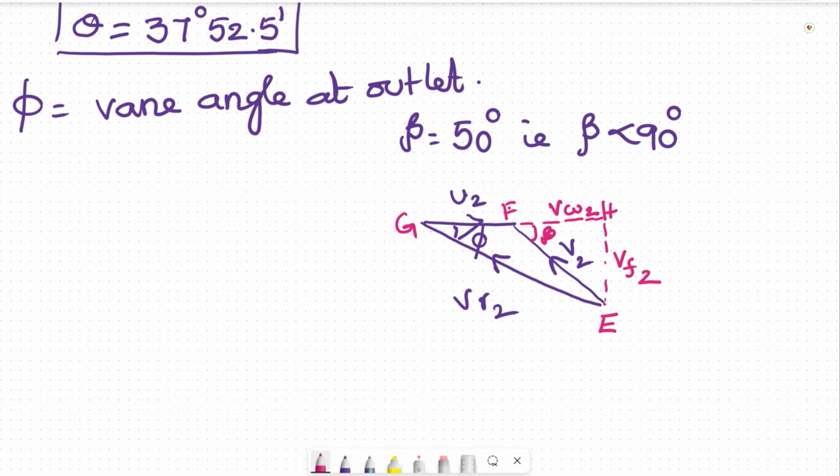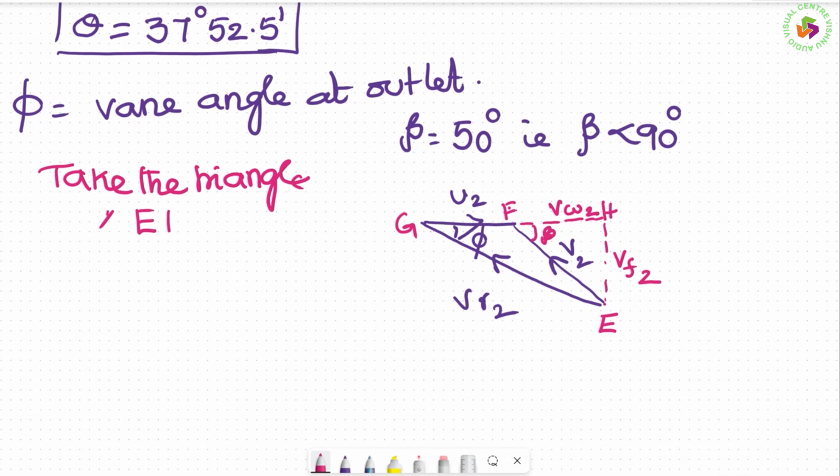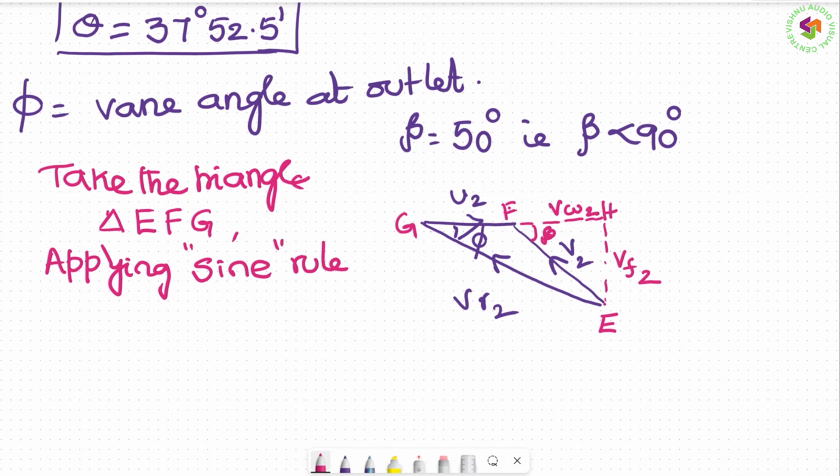If I take it right from this, how will this be solved? Kindly remember. Take the triangle EFG. My question is how to solve phi. So what I will do is apply the sine rule. Please remember, applying the sine rule. What is that sine rule actually?